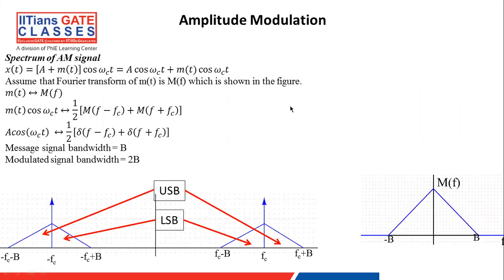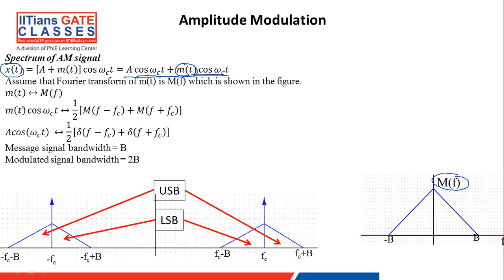Now let's go to the spectrum of the AM signal. How does the spectrum of an AM signal look like? So first let's see again. This is the amplitude modulated signal, and let's assume that for m(t) we have a Fourier transform M(f) which looks like this. It can be in any form. Here I have taken a triangle. It can be any shape. So the Fourier transform of m(t) is M of f, and we need to find out what is the Fourier transform of x of t, or the spectrum of AM.